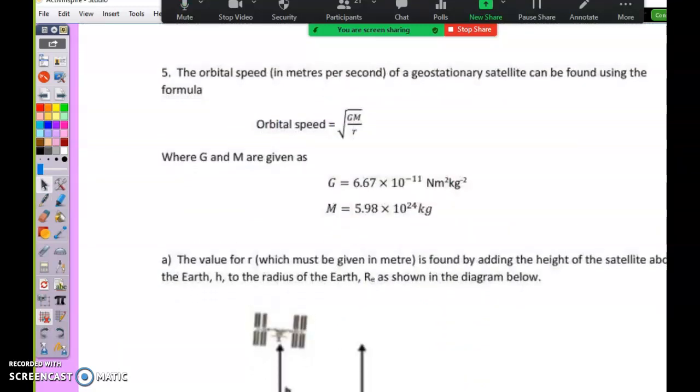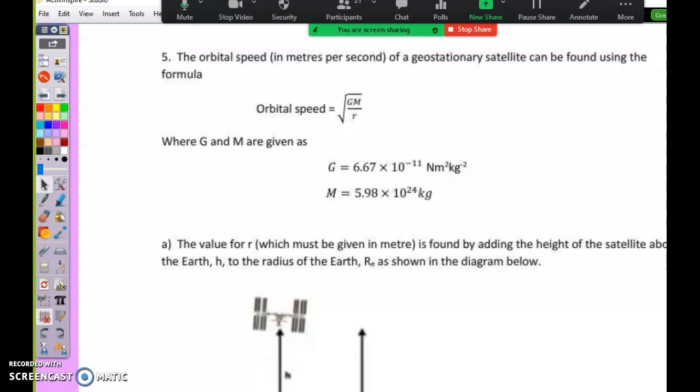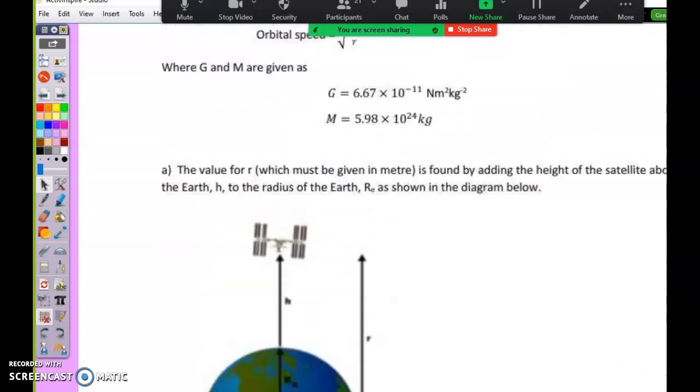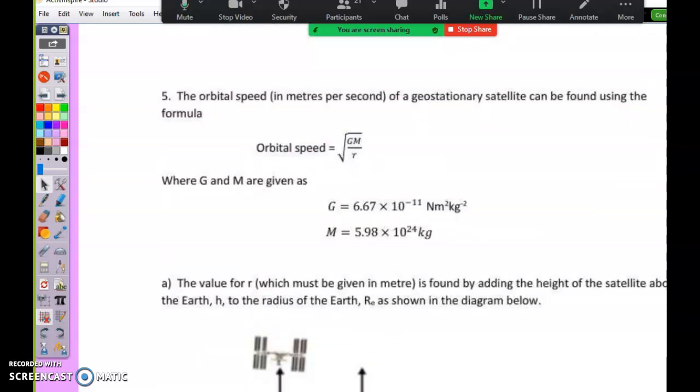Okay, so we're going to use our formula for orbital speed to work out eventually what the orbital speed is, but we've got a wee bit of work to do before that. Our formula is the orbital speed is the square root of G times M all divided by r. Now G and M are constants. G is 6.67 times 10 to the minus 11 with some rather strange units, and M is 5.98 times 10 to the 24 kilograms.